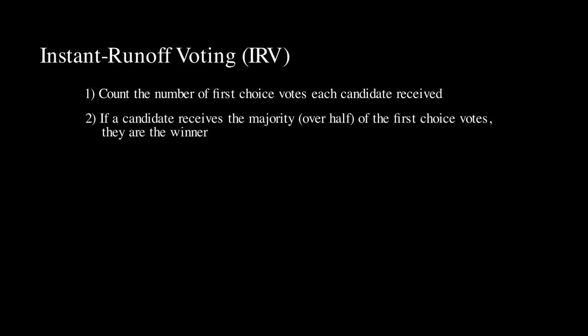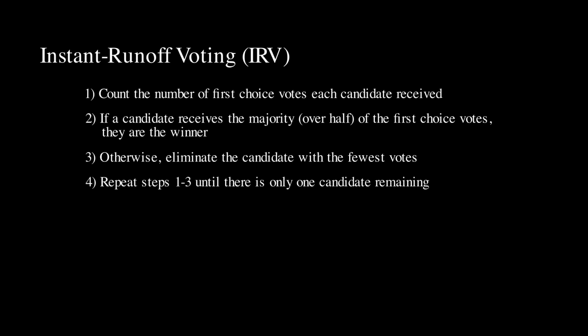To find the winner of an election using IRV, we follow these steps. First, we count the number of first-choice votes a candidate received. If a candidate received a majority of the first-choice votes, then they are the winner. Otherwise, we eliminate the candidate with the lowest number of first-choice votes and redistribute their votes. For simplicity's sake, our redistribution process will be taking them off the ballot. But there are many creative ways of doing this.